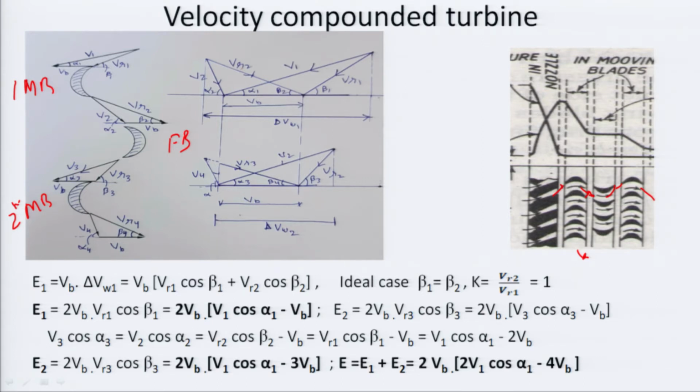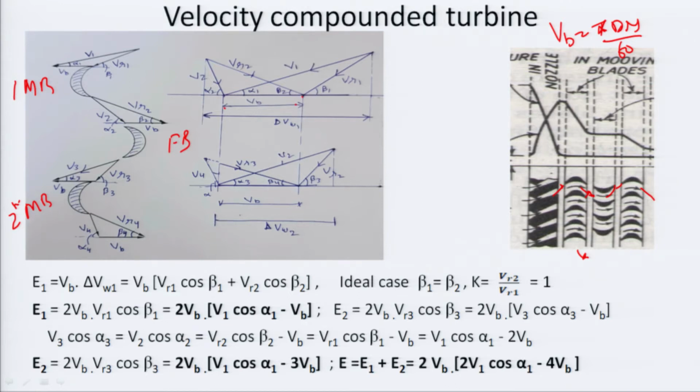So, what is the blade velocity? What we have written as Vb, that is going to be the same for each of the stages. Three stages, here 2 stages, for both of the 2 stages the blade velocity is going to be the same.